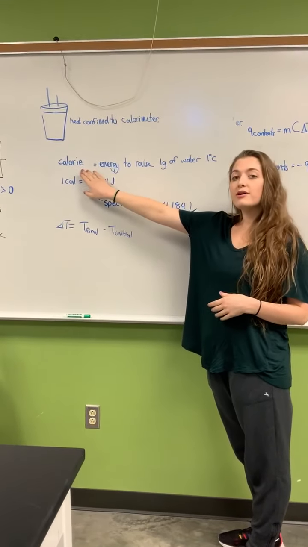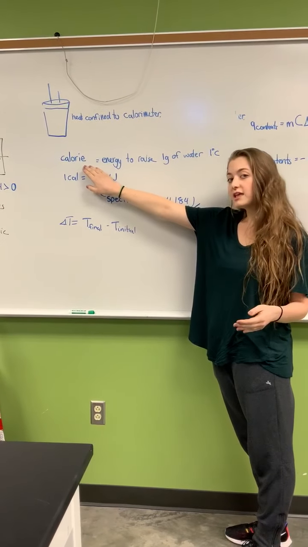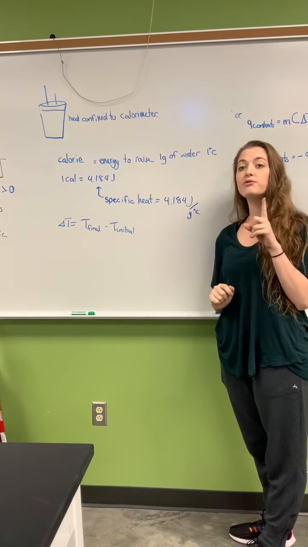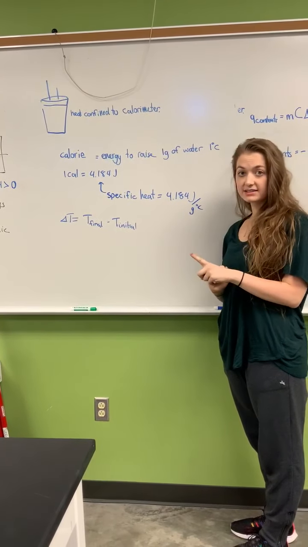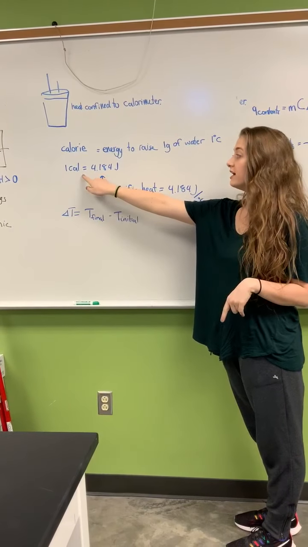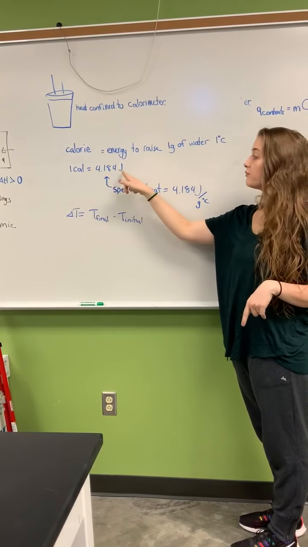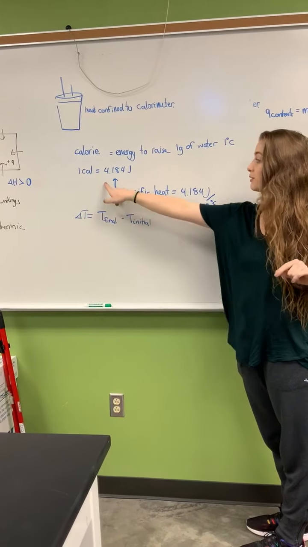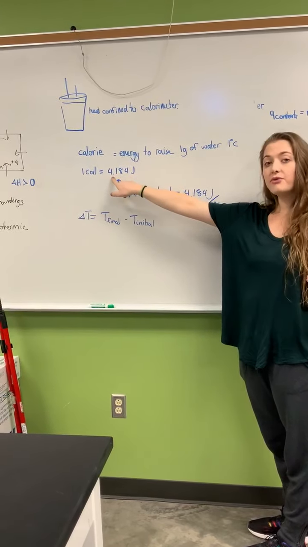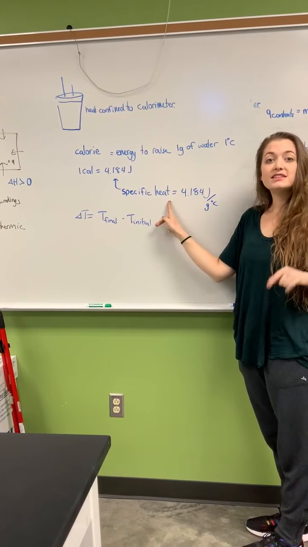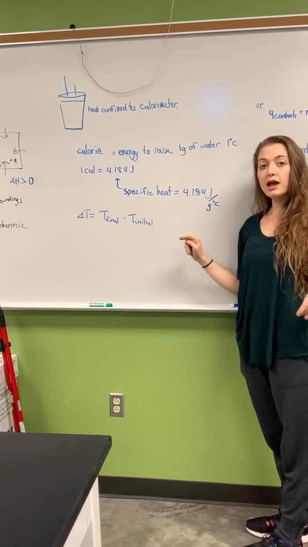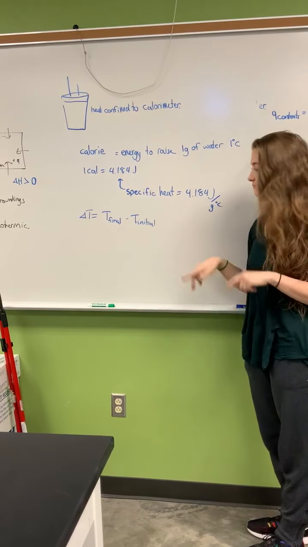You need to make sure that you understand that the units that we are doing this entire post-lab in are calories. A calorie is the energy it takes to raise 1 gram of water by 1 degree Celsius. 1 calorie is equal to 4.184 joules. That is your conversion factor. That might sound like a familiar number because 4.184 is also the specific heat of water. This is the specific heat of water because the specific heat is the amount of energy it takes to raise 1 gram of a substance by 1 degree Celsius.